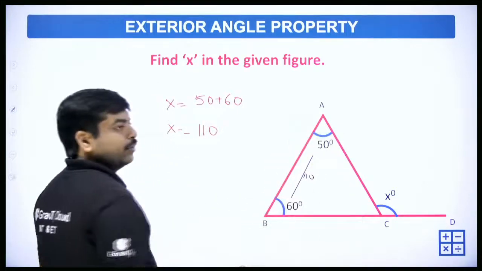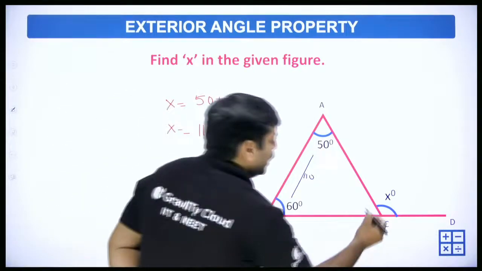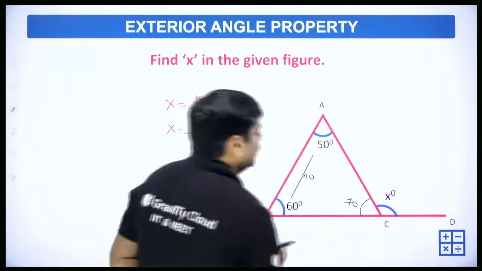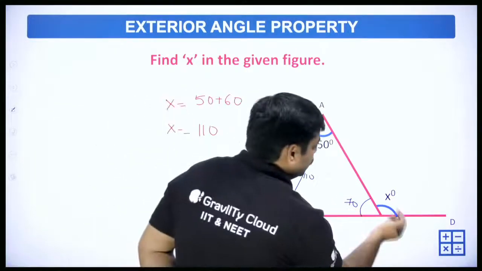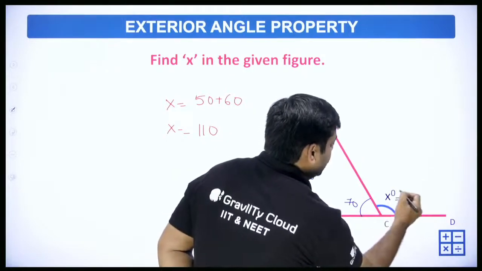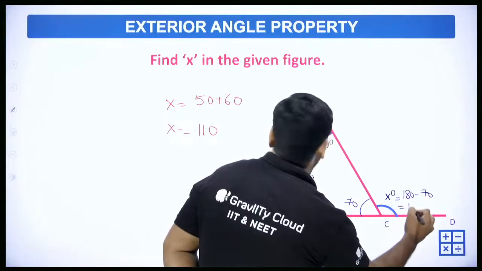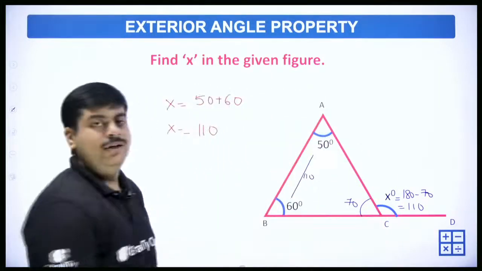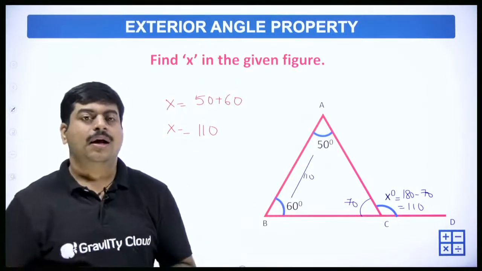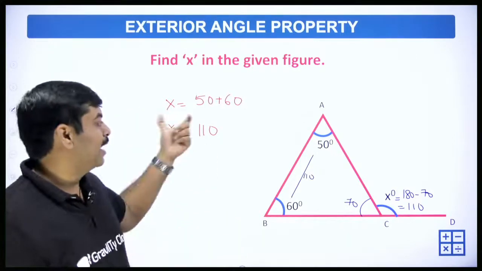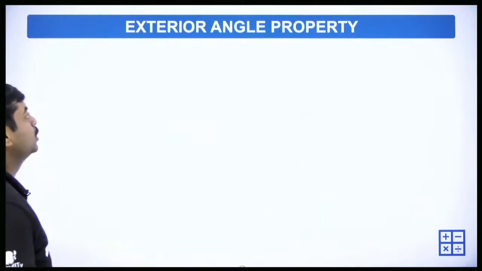The sum of all the angles is 180, so this angle should be 70 degrees, because the sum is 180. If this is 70, again these two will form a straight angle whose sum should be 180. So 180 minus 70 gives you 110. Using that also you can proceed. Both give the same answer. Whichever approach you use, the final answer should be the same, which is 110 here. Right. Let's move forward to the next question.